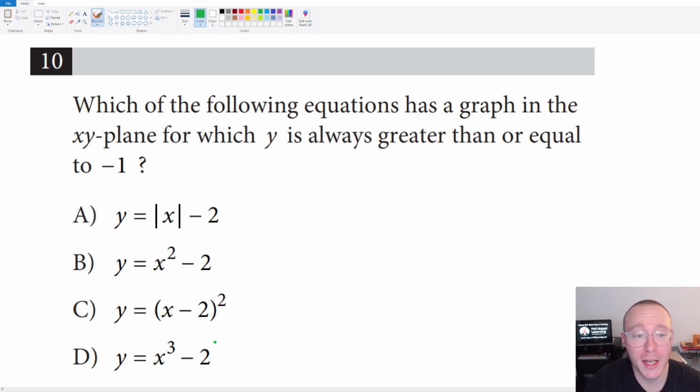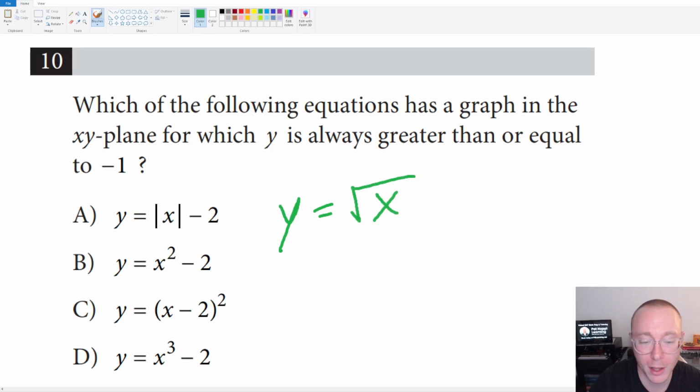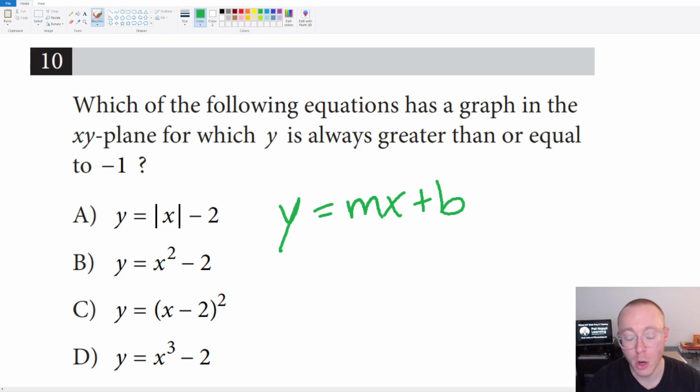So the first thing I'll say is know how to sketch all of the basic functions. I would also add know how to sketch functions that are based on the square root of x as well, because those do pop up. And of course, know how to sketch linear functions as well, right? Functions that are in the form of y equals mx plus b. I went over one like that for number 9.